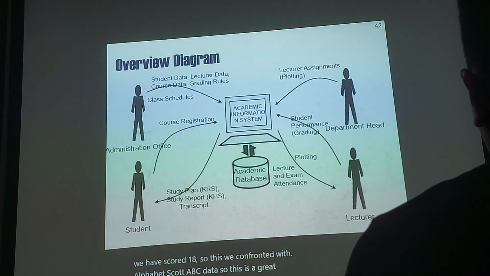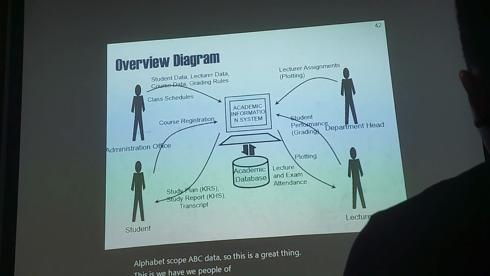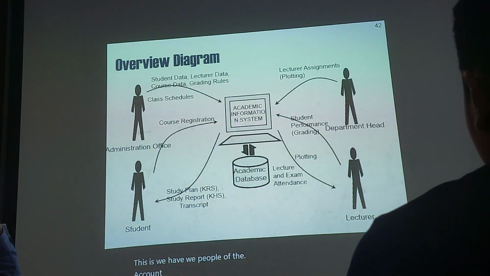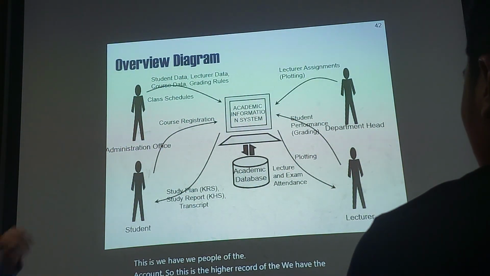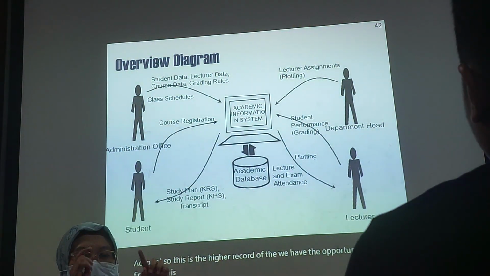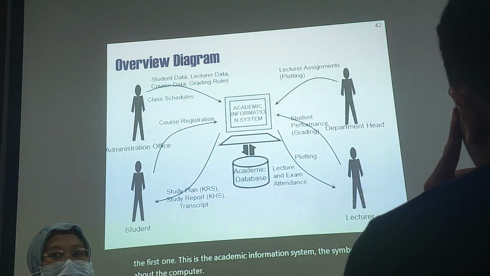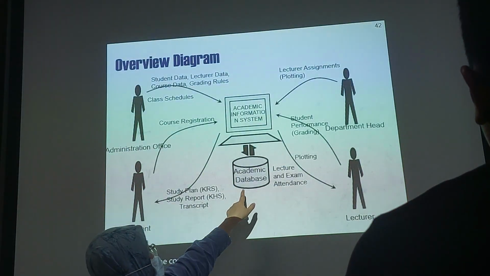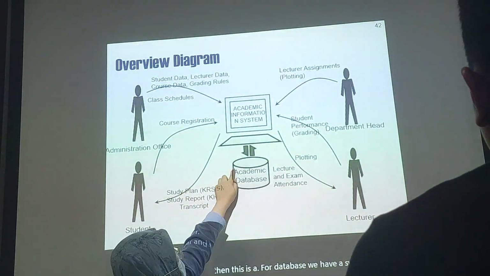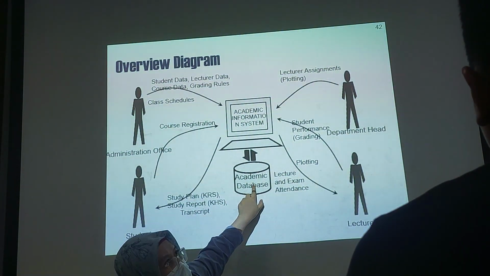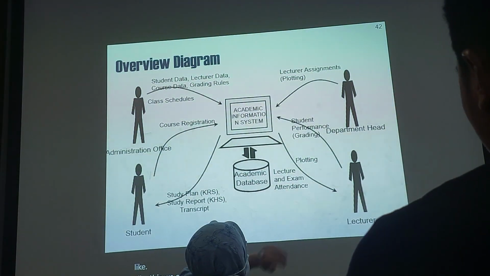We developed the overview diagram. This is the higher level of DFD. The first one is the academic information system. The symbol is about the computer. This is like a computer. And then this is for the database. We have a symbol like this one. We call it a hand. So this is the academic database.